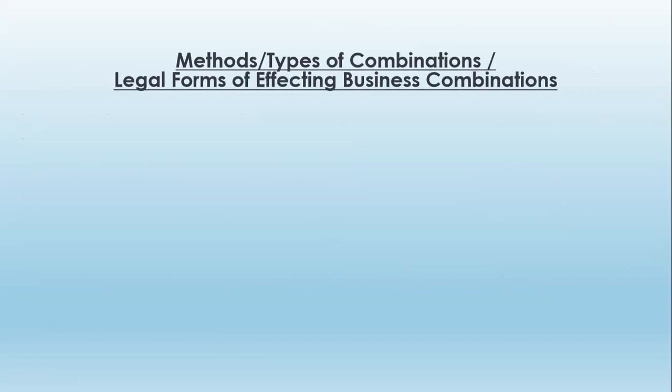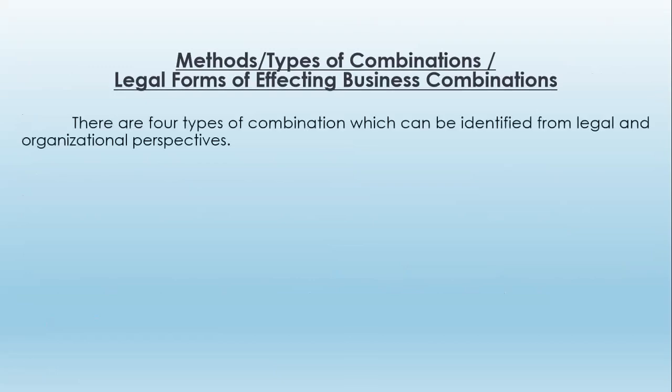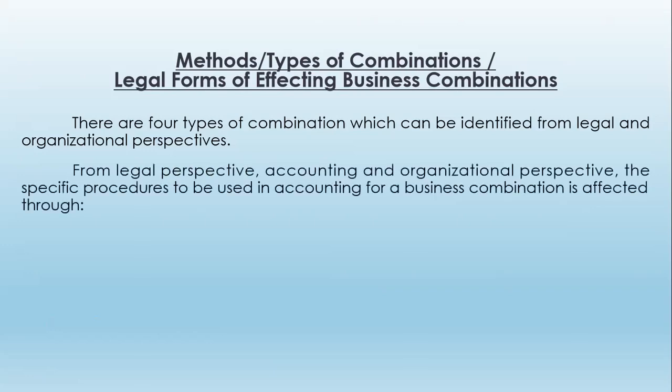Now the methods types of combinations, we have the legal forms of effecting business combinations. There are four types of combination which can be identified from legal and organizational perspectives. From legal, accounting, and organizational perspective, the specific procedures to be used in accounting for a business combination is affected through acquisition of net assets. So net assets meaning assets less liabilities.